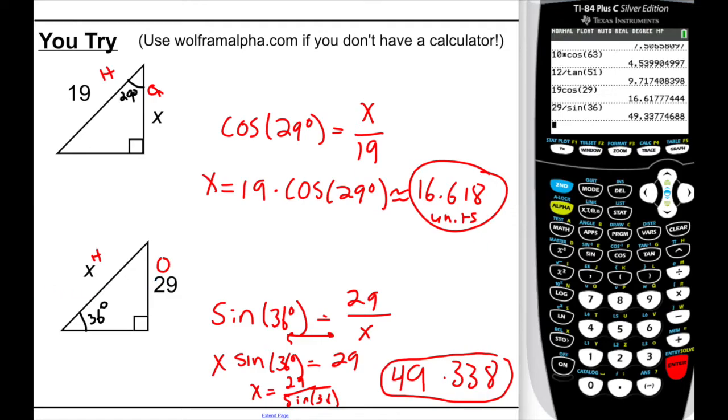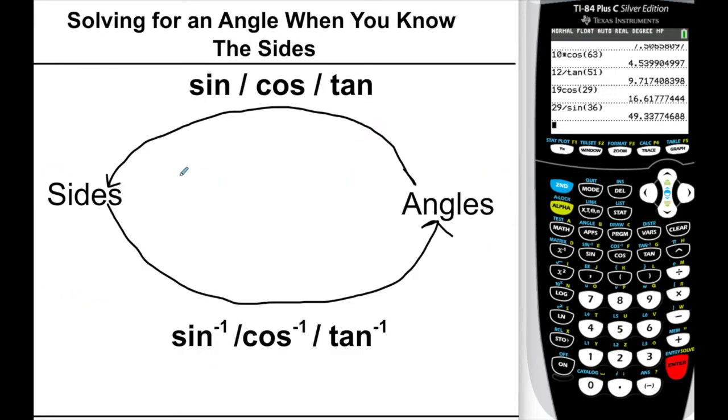All right, so I'm going to go ahead and move on to solving for an angle when you know the sides. So I'm going to go now the other way. First I solved for sides when I knew an angle. Now I'm going to solve for an angle when I know the sides. To do this, I'm going to bring in, and I talked about this in class, what I call the inverse trig ratios.